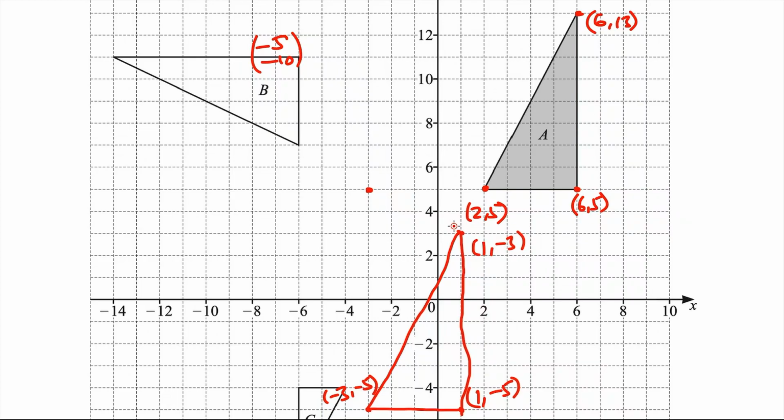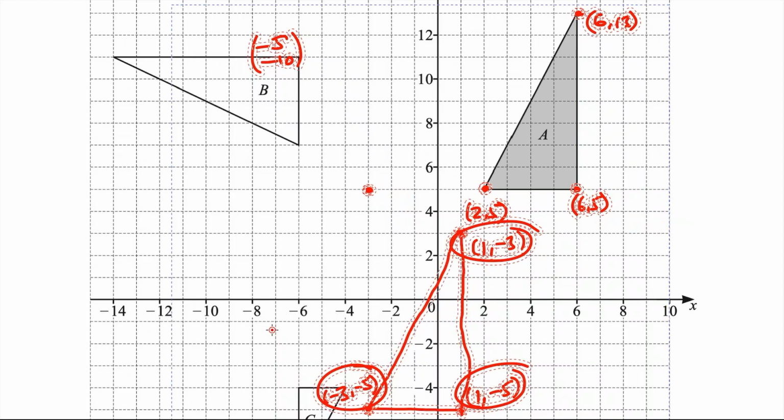And you need to be very clear. All these three vertices should be very clearly marked, and you'll get marks based on that. Okay? So this is how you do a translation. You just take the vertices, and for each vertex you add or subtract the corresponding given value in the vector, and that's it. You'll get the translated shape.